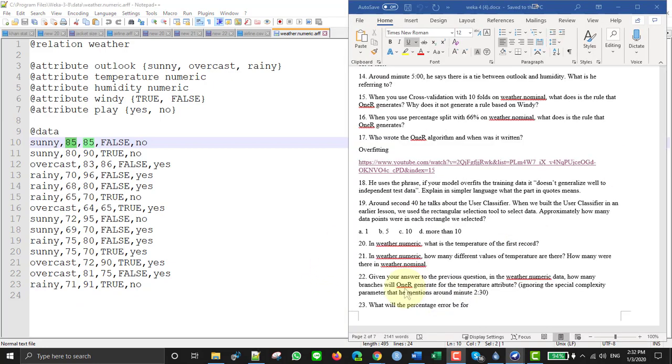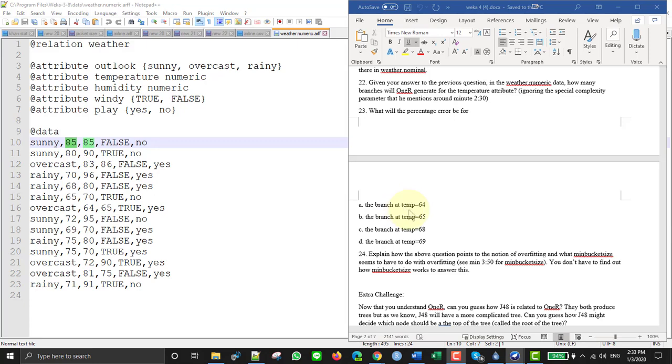So if 1R was testing the temperature attribute, this is question 22, it would have to have 10 different branches. So that would turn into a very complex model, and we talked about overfitting. When you increase the complexity of the model, you tend to get higher accuracy, but you also tend to get worse generalization, generalizing to independent test data.